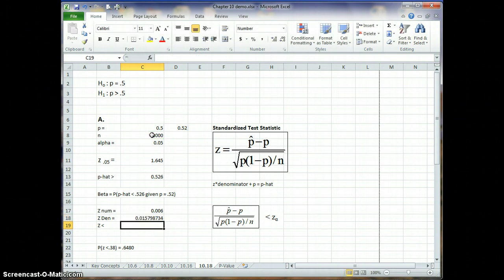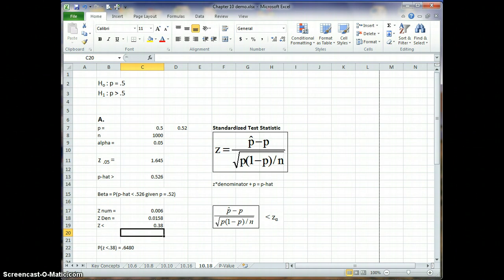Throughout this, we've got this standardized test statistic. The z equals p hat minus p divided by basically the standard deviation, the square root of p times 1 minus p divided by n. So we have a two-tailed test, so we're going to solve for p hat less than the left-hand tail and greater than the right-hand tail here. And so basically, to solve for p hat right now, we're going to do a little algebra.